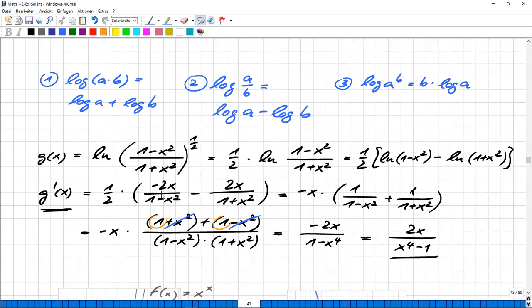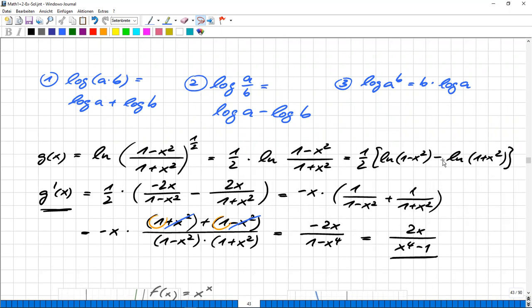But then, don't wonder why this is here. Then I have to use the chain rule to multiply the inner derivative. And the derivative of this inner term, of course, is: 1 goes away, negative x squared gets differentiated to negative 2 times x. So that's why I put it in the numerator here.